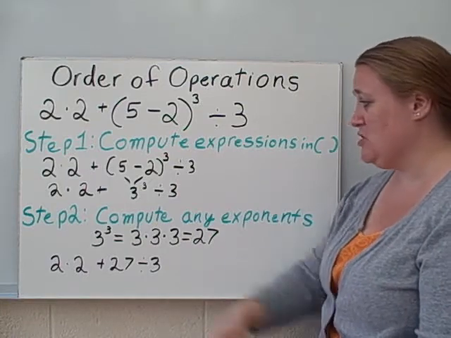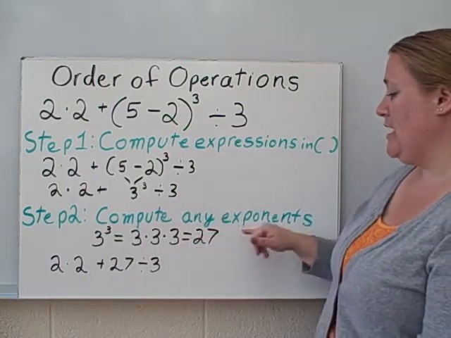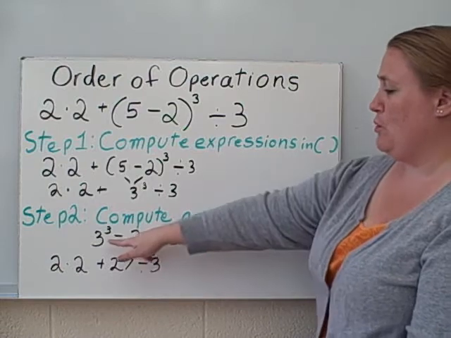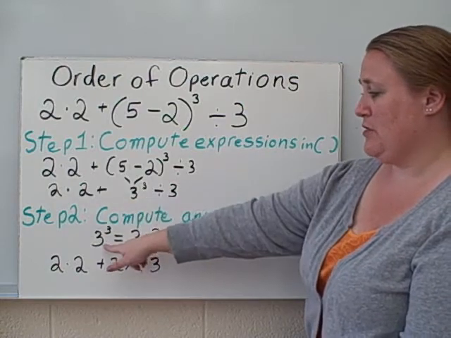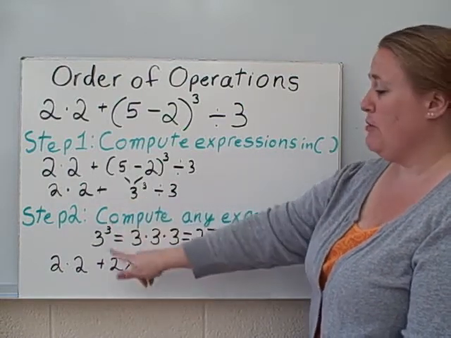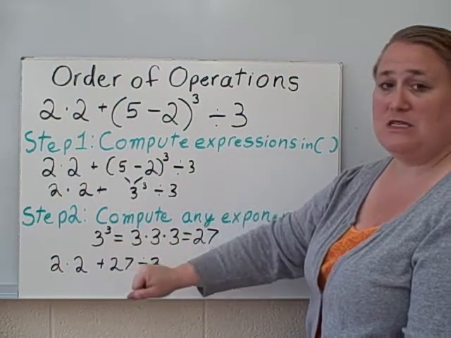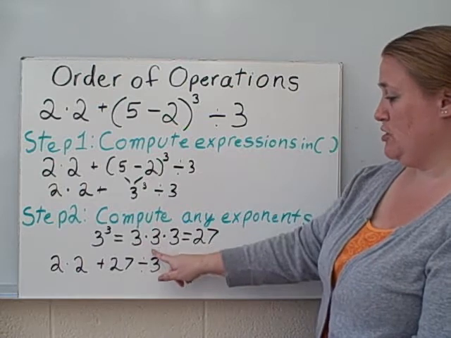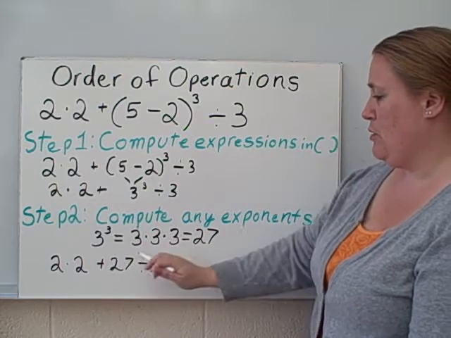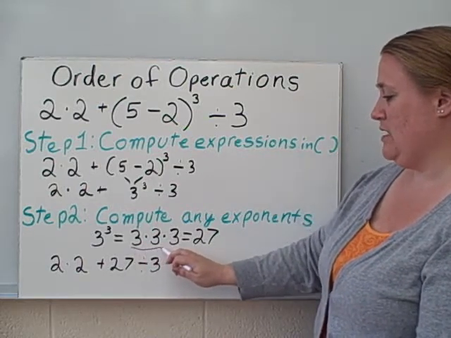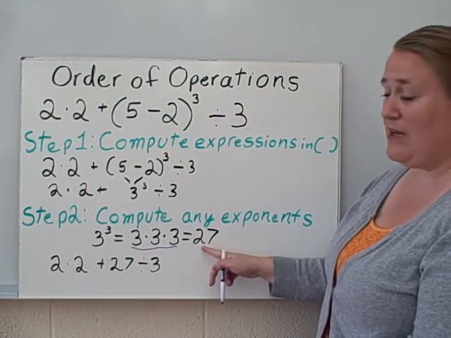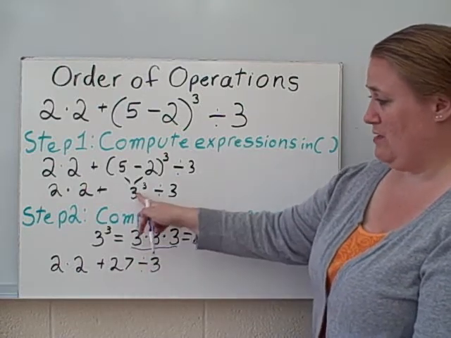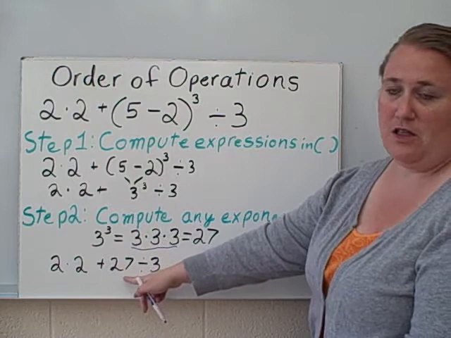My next step is to compute any exponents. Well, my only exponent is 3 to the third power. Remember, third power means we multiply this number 3 times. 1, 2, 3. So 3 times 3 times 3 gives me 27. My 27 goes in the place of 3 to the third.